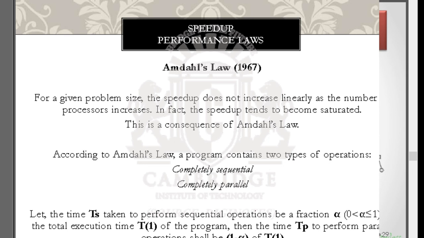Amdahl's law says, for a given problem size, the speed up does not increase linearly as the number of processors increase. In fact, the speed up tends to become saturated. So this is Amdahl's law. This is a consequence of Amdahl's law. According to Amdahl's law, a program contains two types of operations, completely sequential and completely parallel.